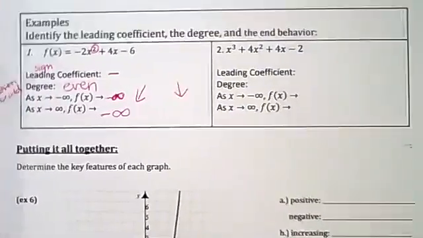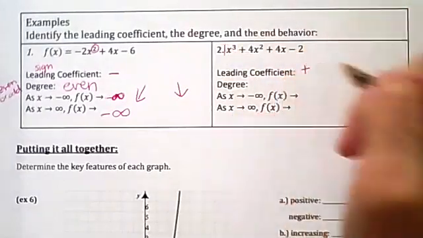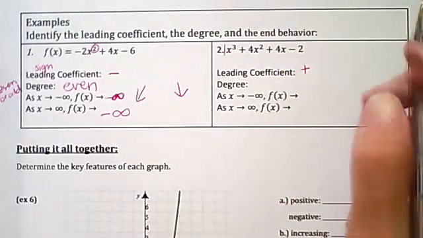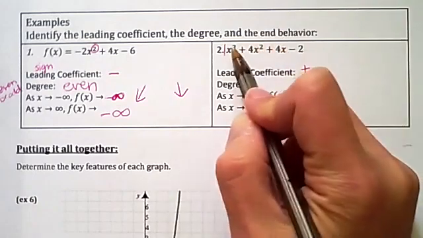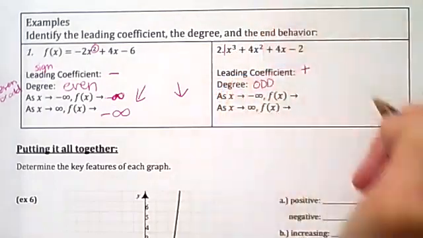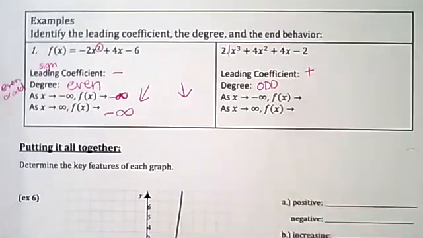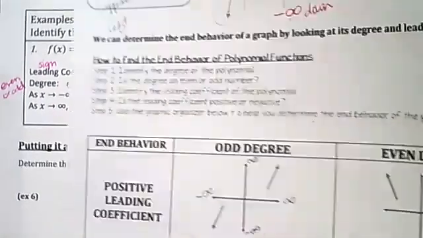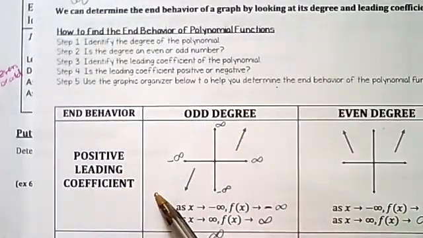Okay, number 2, the leading coefficient is a +1, so that's a positive leading coefficient. The degree, we have 3, 2, 1. The degree is 3. That's the highest one. 3 is an odd number. So now we have odd, positive. So go to your chart. Odd, positive, the right side goes up and the left side goes down.